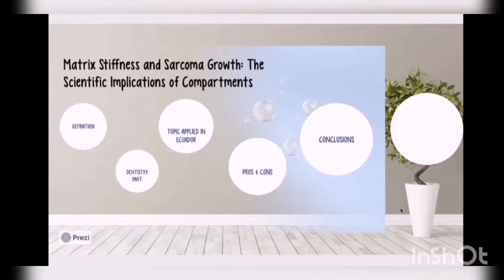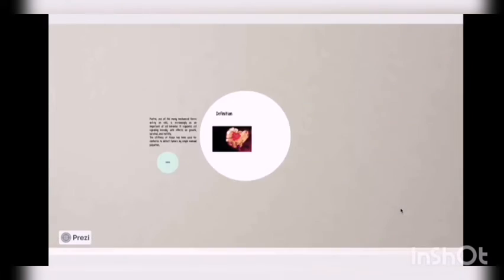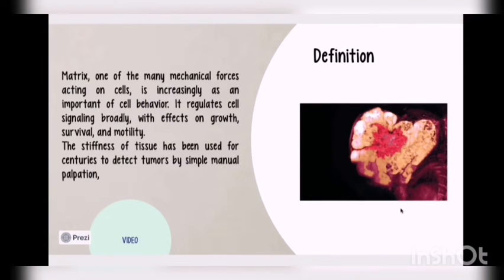I have to talk about matrix stiffness and sarcoma growth, the scientific indication of compartments. Definition. Matrix stiffness, one of the many mechanical forces acting on cells, is extensively recognized as an important regulator of cell signaling broadly, which affects growth, survival and motility. The stiffness of tissue has been used for centuries to detect tumors by simple manual palpation.